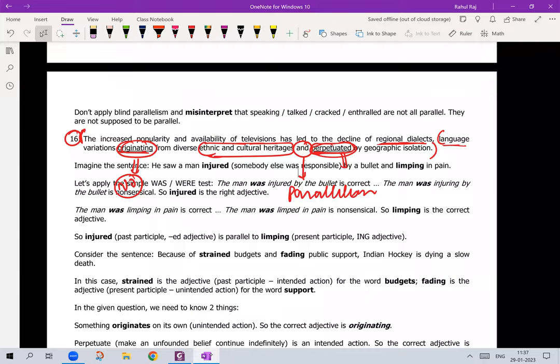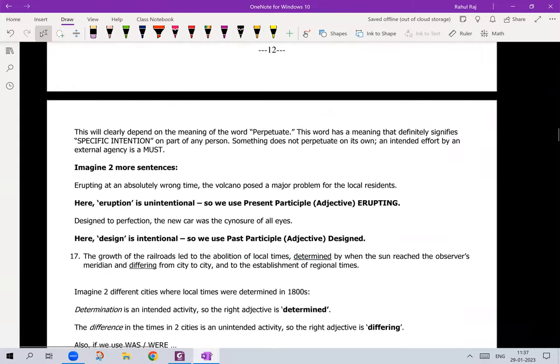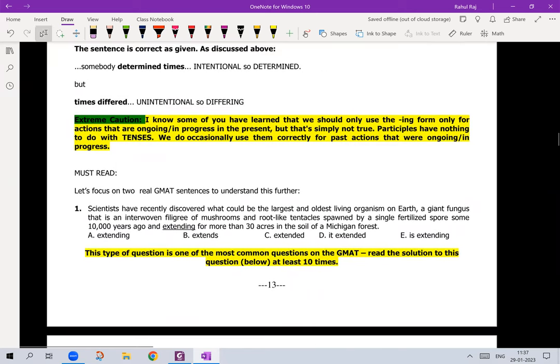Now, this is question number 16. Question number 17 is done. Question number 17 is also done. The growth of railroad led to the abolition of local time. This is all crap. And to the establishment of regional time. Can you please solve question number 1 for me? This question.